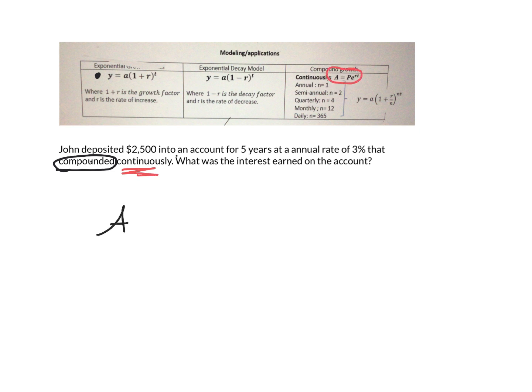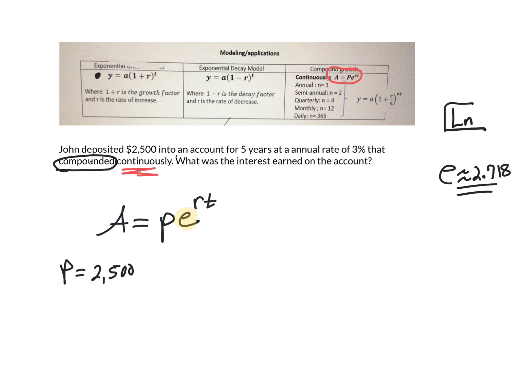So the compound continuous formula is A equals P e to the rt. So the P in this problem is what you initially started with. We put in $2,500. The e is an irrational number, and e is approximately 2.718, but we don't want you to use the approximate number. We want you to know where the e key is, and if you go find your natural log key, it is hiding underneath that key, so you're going to have to hit your second key to get to the e key. So we want you to know how to punch that in, right?